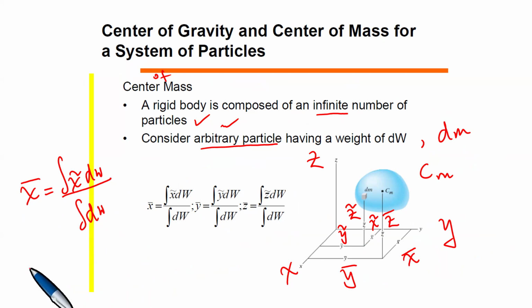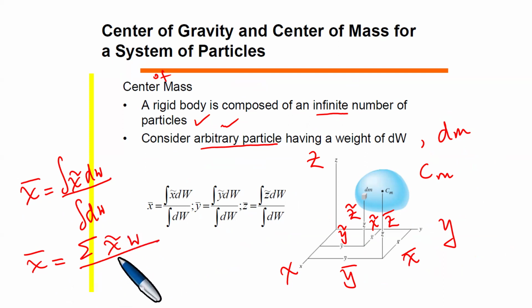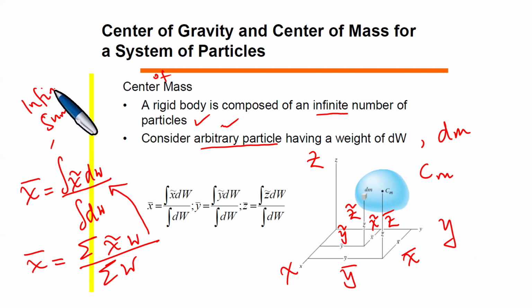In the end, we first defined it as the summation of x tilde W divided by the summation of W. But now we're dealing with an arbitrary particle of weight dW, meaning that we can state this formula. This is the most general, because the integral symbol means sum. But we are speaking about an infinite sum here. That's what we're talking about.